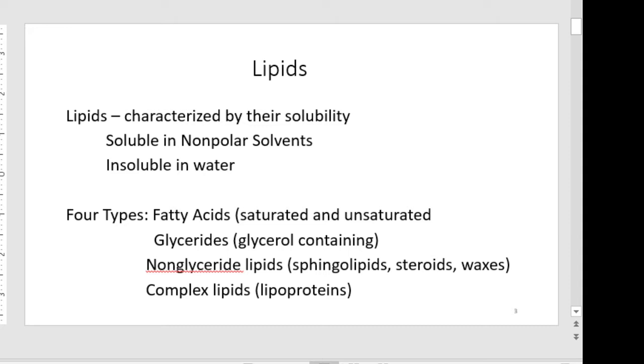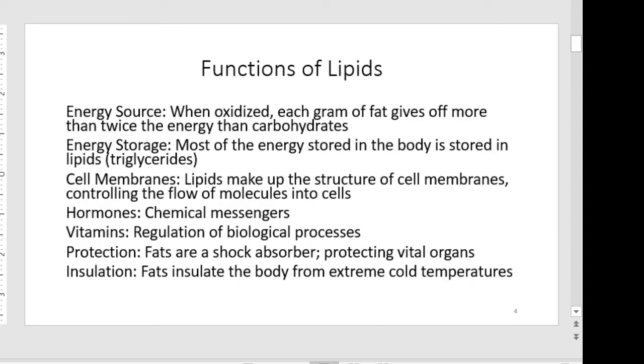All right, as we go through these, I've got a whole bunch of stuff on this. Then, what are the uses of lipids? So we've got energy source.